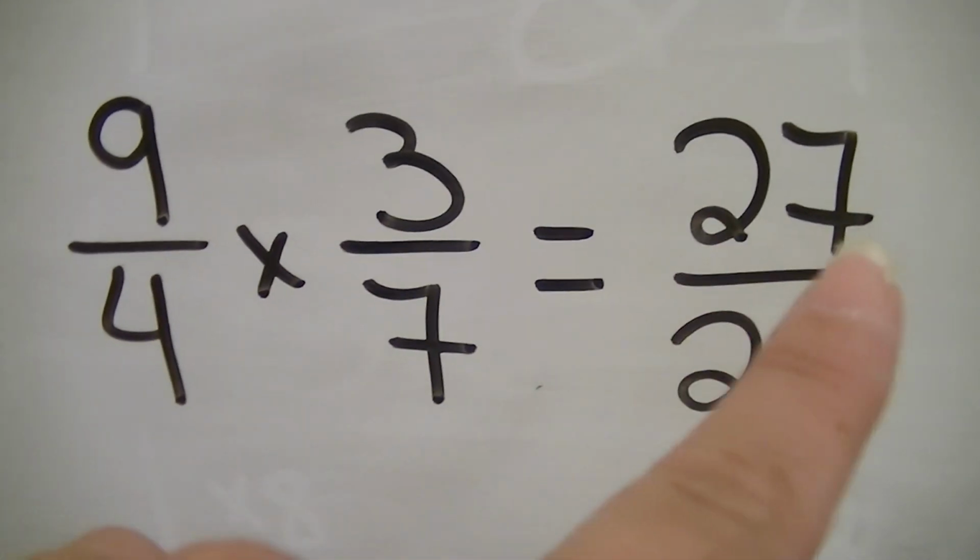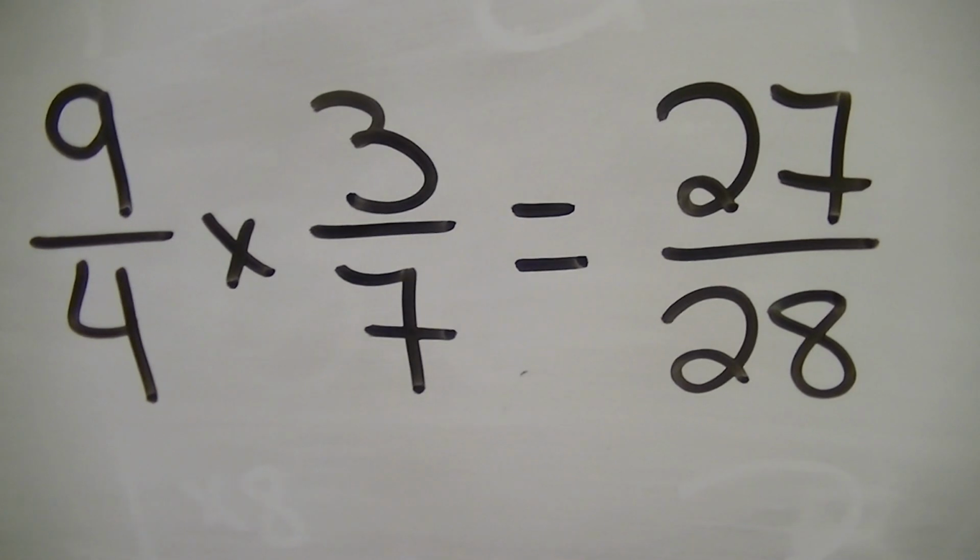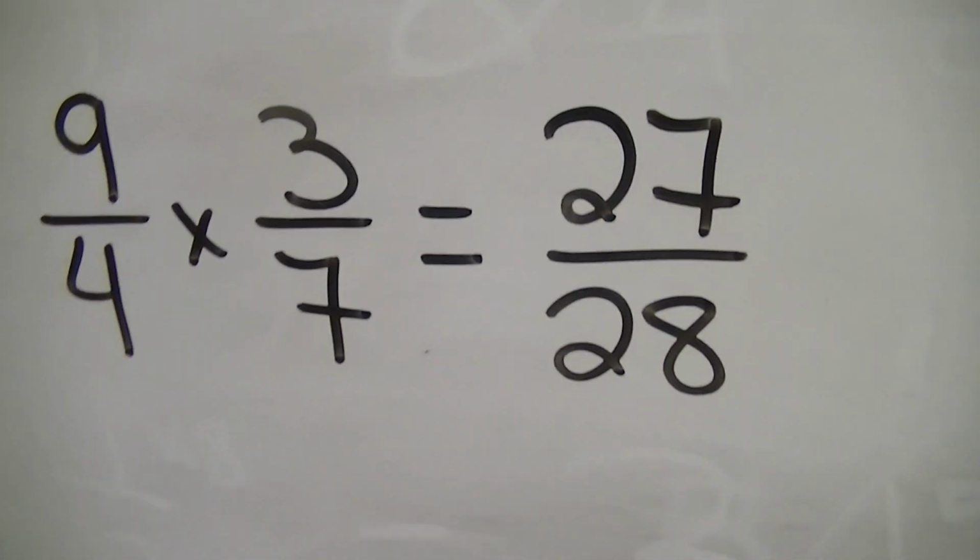Straight across, 9 times 3 gives us 27. 4 times 7 gives us 28. Our final answer is 27 over 28.